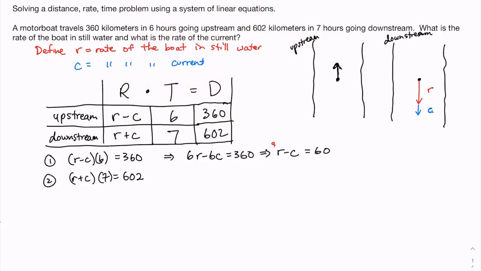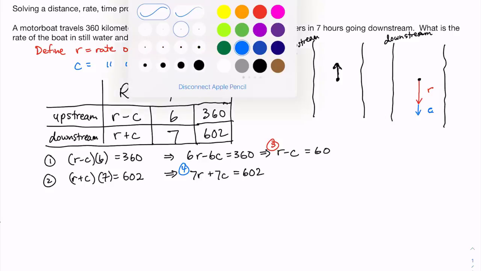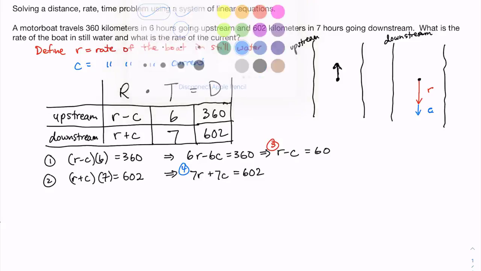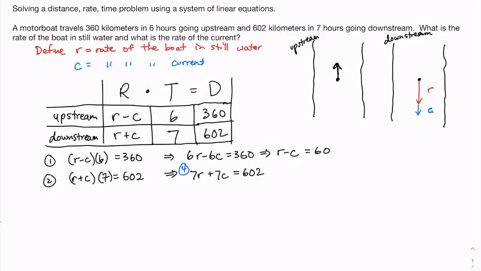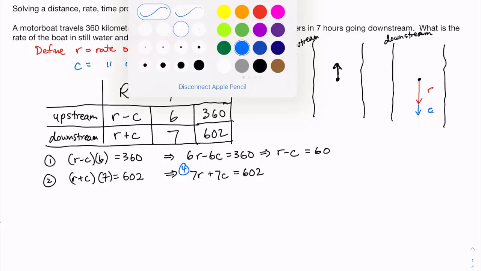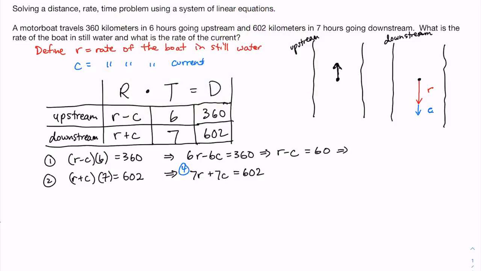I'm going to call this equation 3. This equation here, this is 7r plus 7c is equal to 602. I'm going to call this equation 4. I'm going to relabel this actually. I don't want to call that equation 3. I see something better. We can see that this is r is equal to c plus 60. Let's call this equation 3.